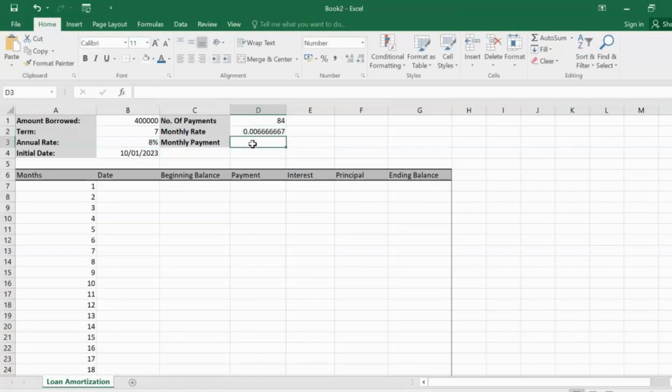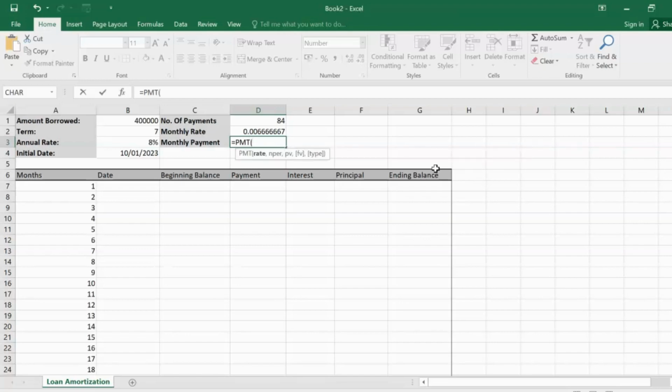And then the monthly repayment is going to be equal to, we're going to use the formula PMT, payment, which calculates the payment for a loan based on constant payments and a constant interest rate. So this one will only work if it's a constant interest rate.